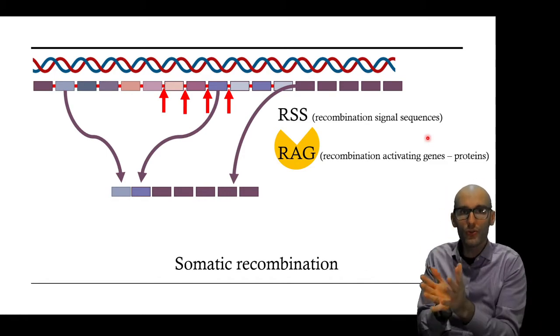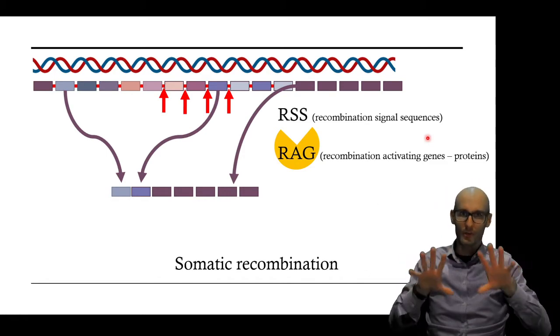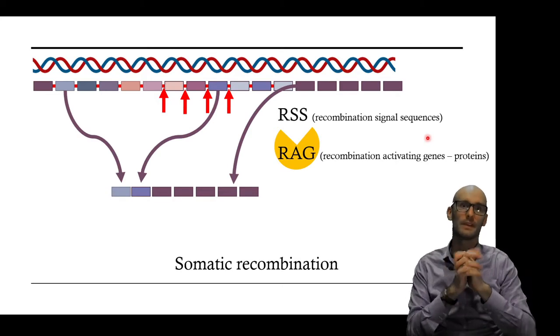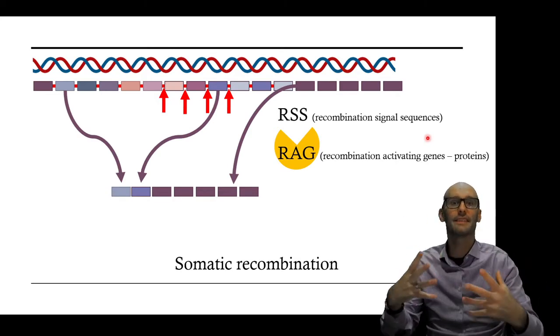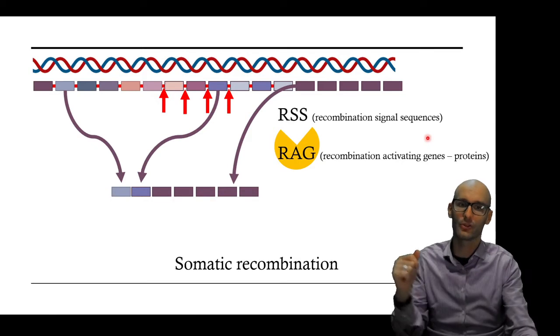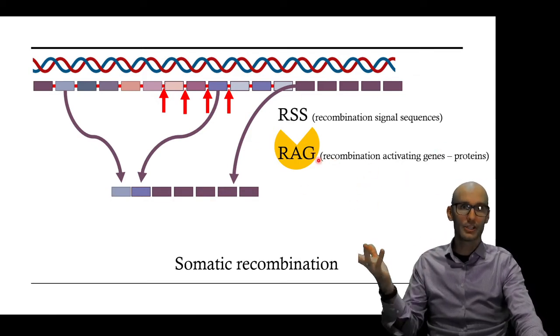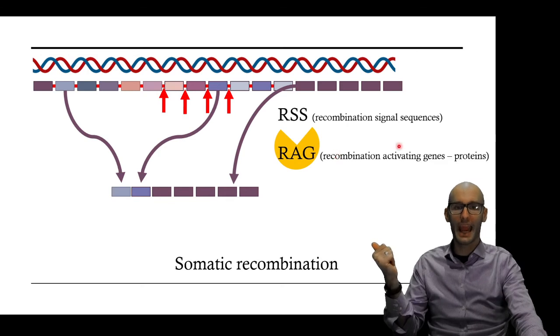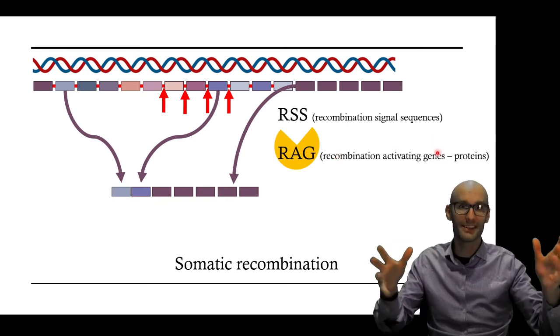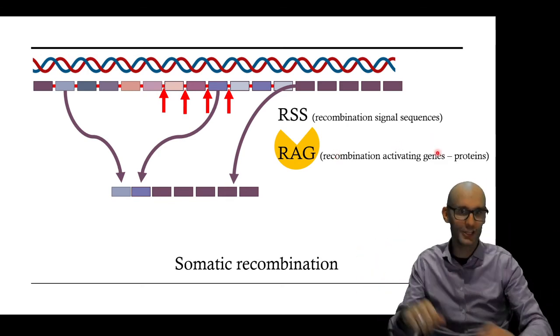And when you do that process, there's actually a lot of proteins and enzymes involved in this process, but when you do that process, that is how you genetically engineer yourself. Now, the key enzymes here, we call them RAG genes, so recombination activating genes, because they're the genes that are active in recombination.